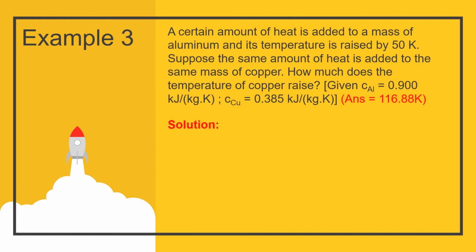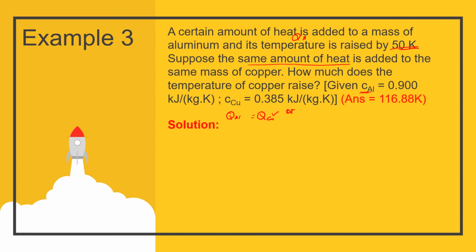So, next. So, a certain amount of heat is added to a mass of aluminium and its temperature raised by 50 Kelvin. So, suppose the same amount of heat is added to the same mass copper, how much does temperature of copper raise? So, dia dah bagi nilai untuk aluminium. So, kalau dia kata kat sini, same amount of heat kan? So, kalau Q kat sini, jadinya Q untuk aluminium tu akan sama dengan Q untuk copper. So, dia nak copper ni berapa dia punya delta T.